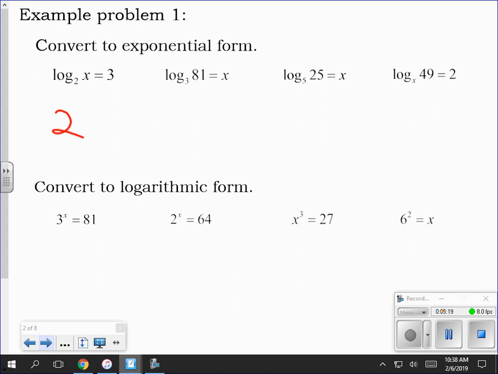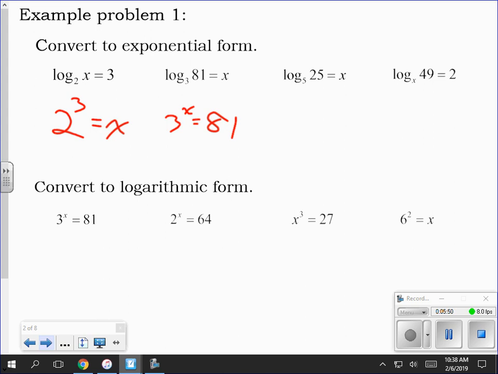I have log base 2 of x is 3. That means 2 cubed is equal to x. That's what that is. This isn't that horribly difficult. If you remember, the base of my logarithm is the base of my exponential. That's the first thing. So I have log base 3 of 81 is x. That means 3 to the x is 81. We're not solving here. All we're doing is rewriting them.